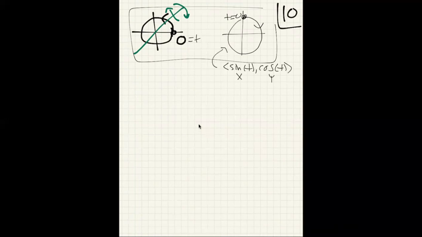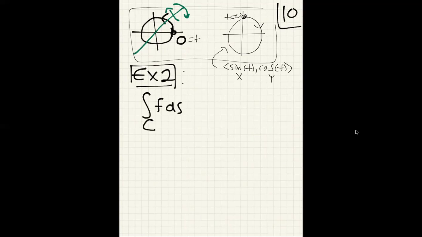Okay, so let us do an example. This is example 2. We are going to be doing a scalar line integral of a function f over a curve c, ds. I have to tell you what the f is and what the c is, and then we can start parameterizing.